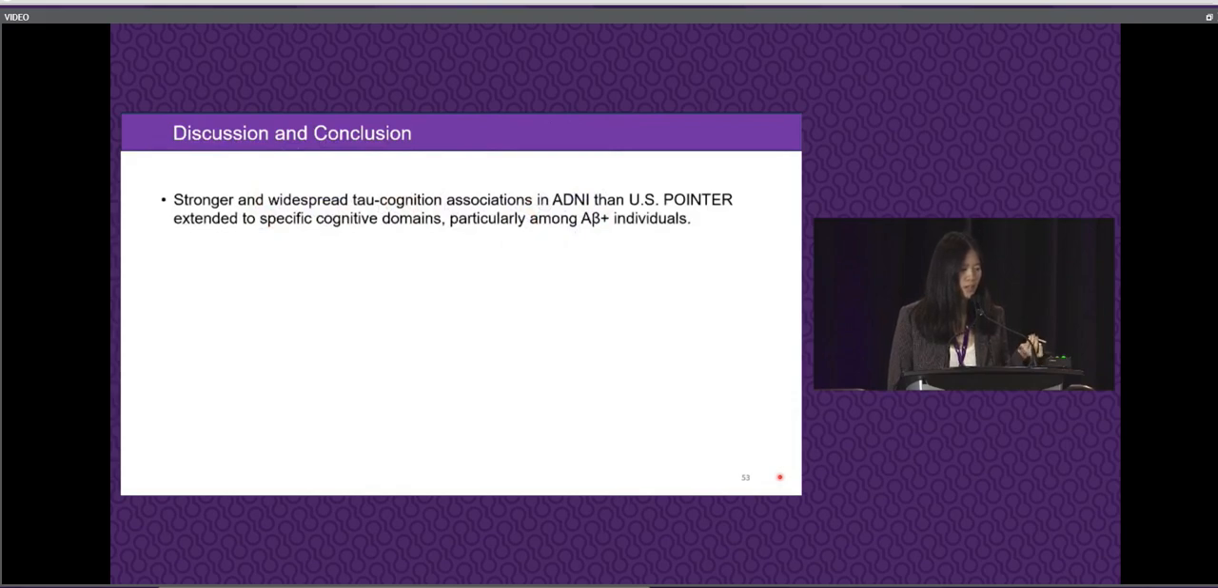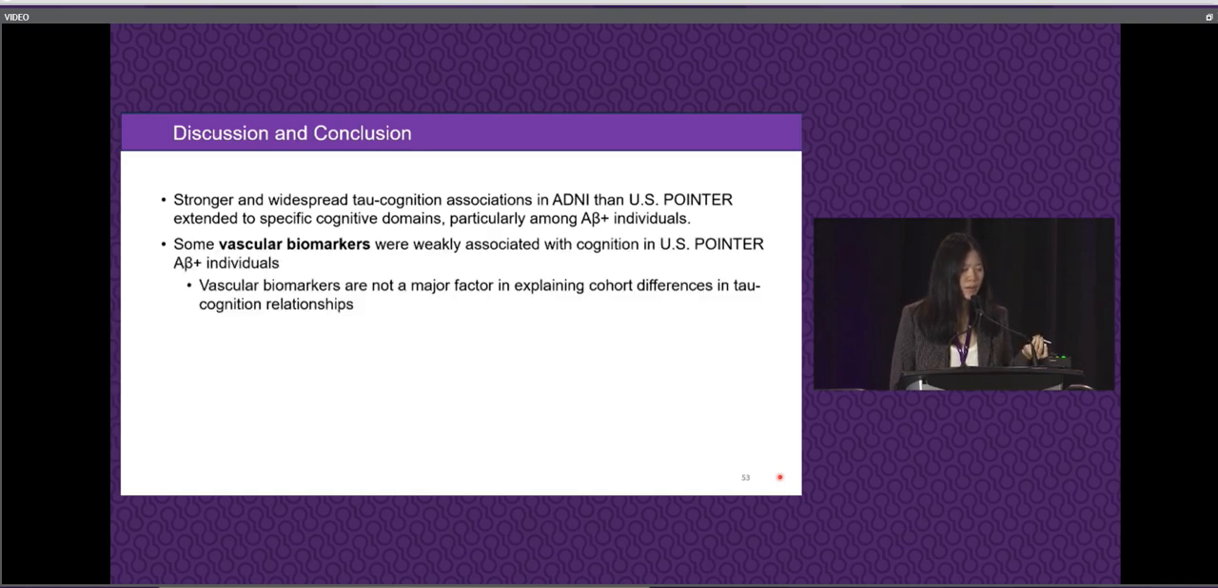So in conclusion, our previous finding of the stronger and widespread tau-cognition associations in adenine versus pointer could extend to the specific cognitive domains, especially among amyloid positive individuals. And some vascular biomarkers were weakly associated with cognition in pointer amyloid positive individuals. So the vascular biomarkers are not a major factor in explaining the cohort difference in tau and cognition relationships.